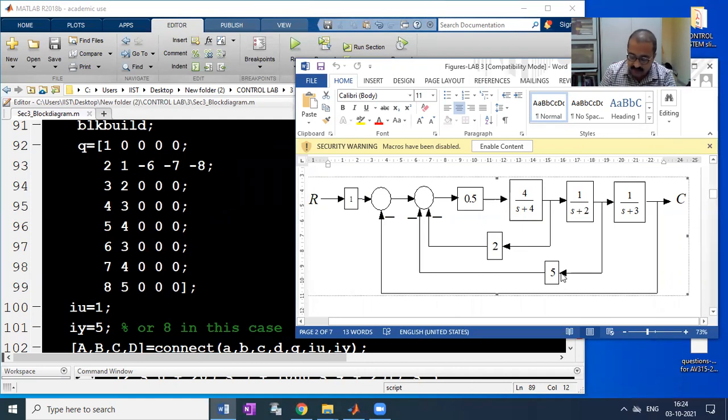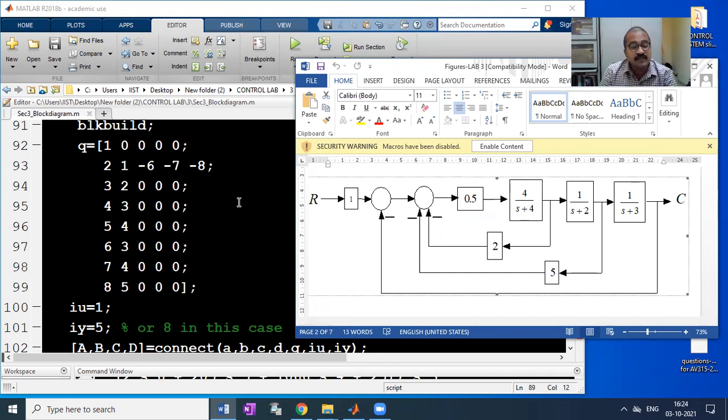Then for block number 7, where is the input coming from? 1, 2, 3, 4. So 7, 4, 0, 0. Block number 8 means this unity gain path. Where is the input coming from? The input is coming from block number 5. So in this way, you have to complete the connection matrix.